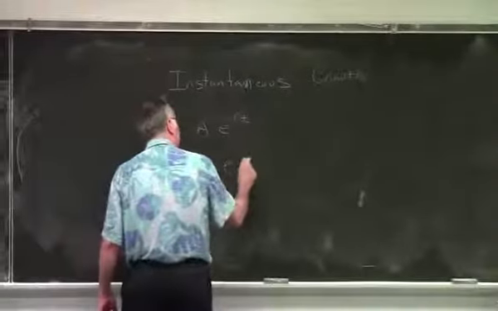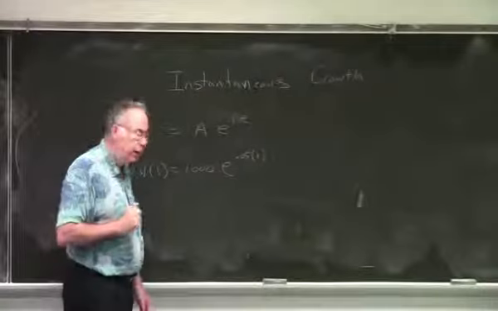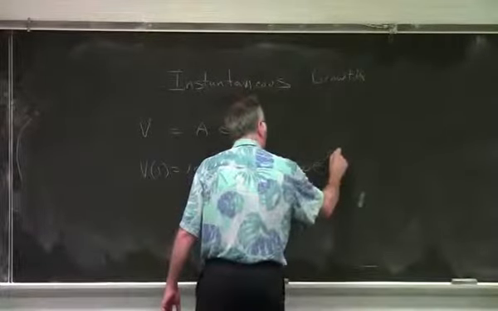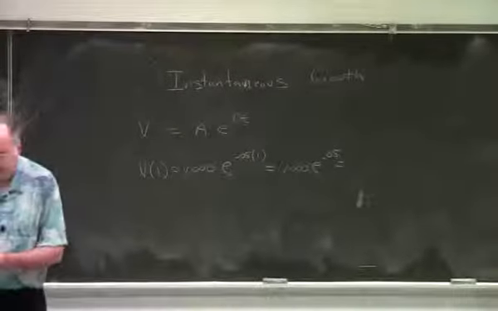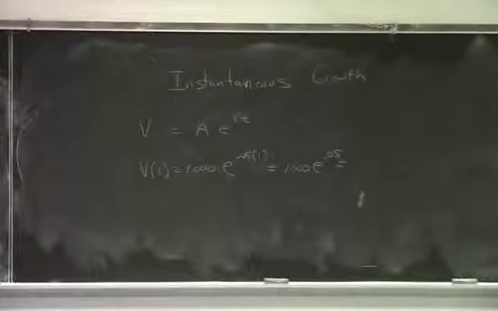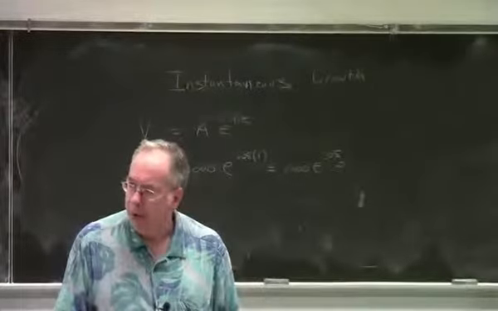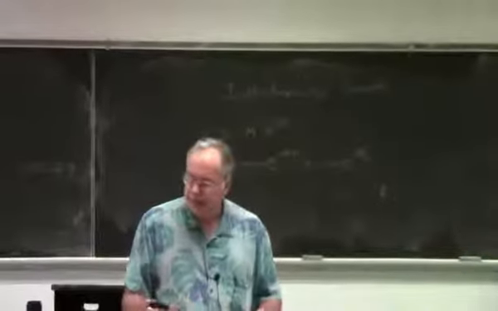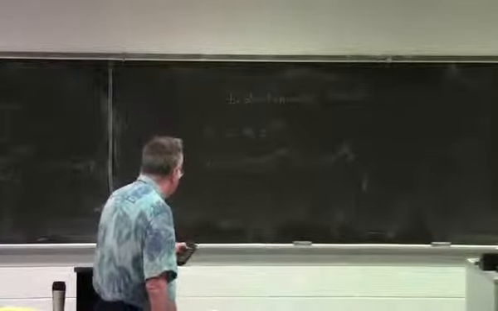1,000 times E to the 0.05 times 1. Or just 1,000 times E to the 0.05 power. Okay. So you need to have a calculator that will calculate E to any power. So on my calculator, what I do is I put in the interest rate, 0.05, and then I hit E to the X. And E raised to the 0.05 power is what?